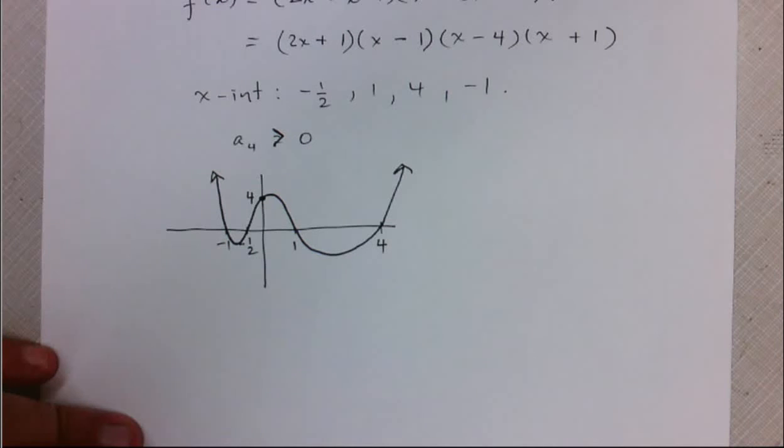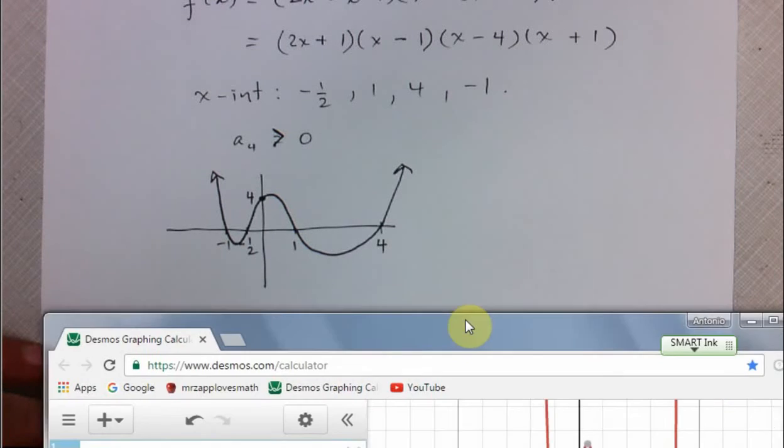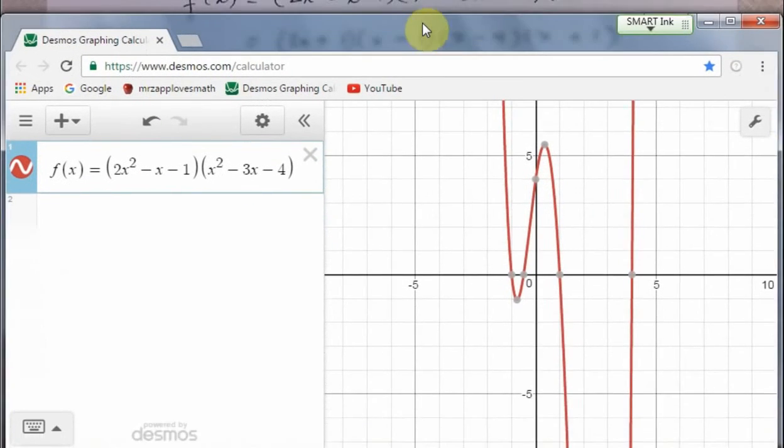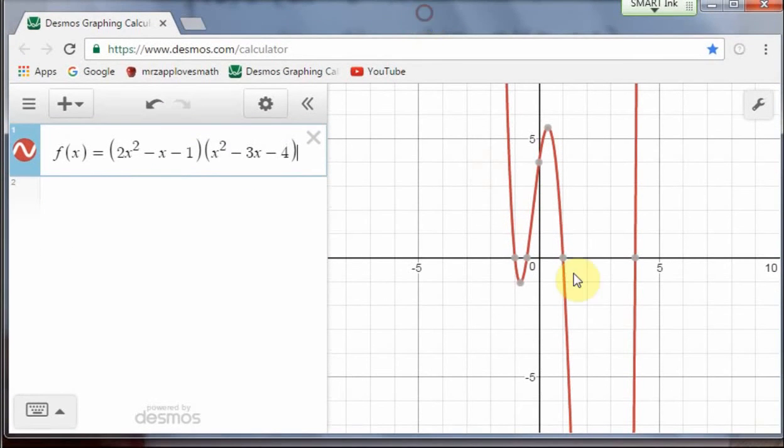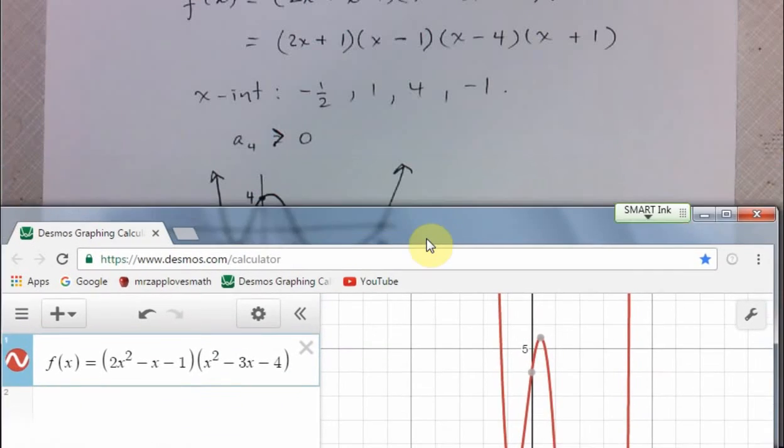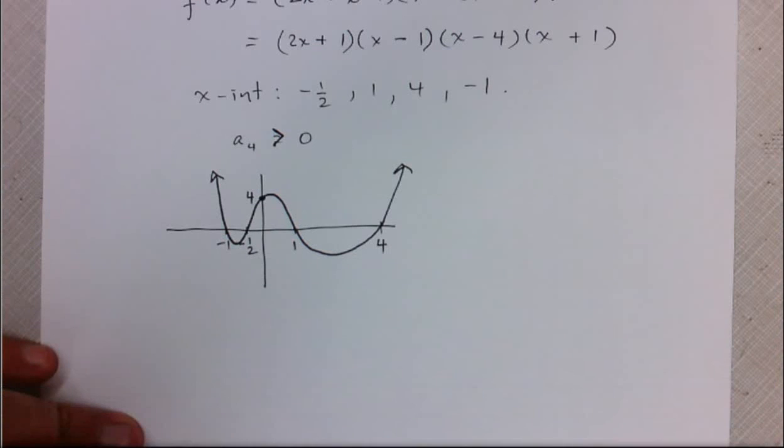So the graph should look something like that, and I'm just going to bring up Desmos here, and we see that it certainly does. -1, -1/2, 1, and 4. Y-intercept of +4. Now one big difference here is that this minimum here goes way, way down. But until we get to calculus, we don't have the methods to determine that. So this is perfectly fine for our graph. Okay, that's it for this one.